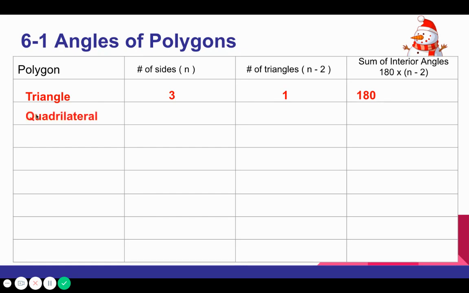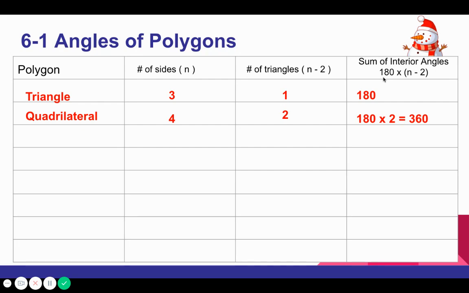All right, let's look at a quadrilateral. This is any 4-sided figure, so the number of sides is 4. The number of triangles then would be 2, and that's basically going from one corner to the opposite corner. You would end up with 2 triangles. The sum of the interior angles in a quadrilateral is 4 minus 2, so that's 2 times 180.